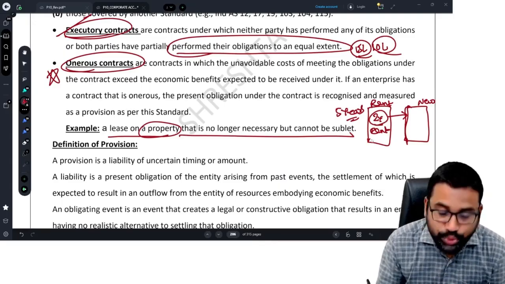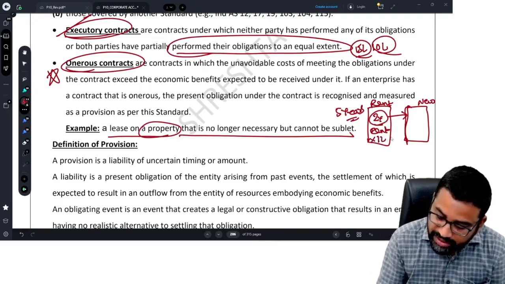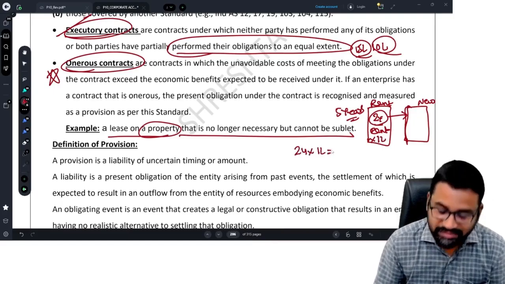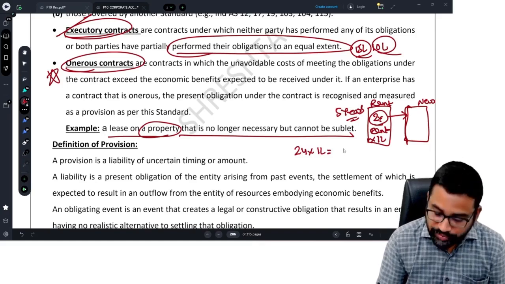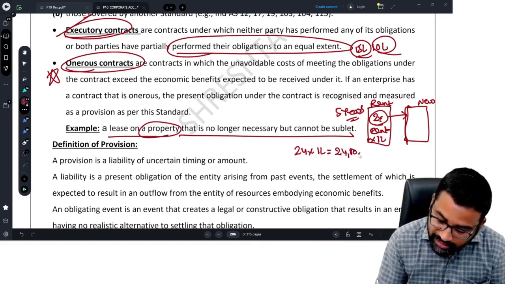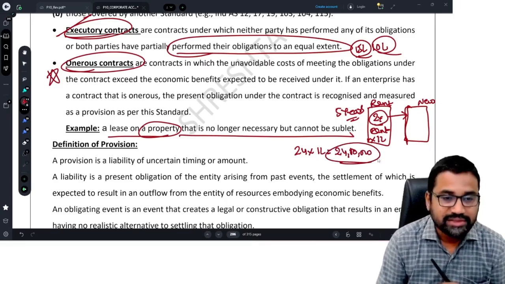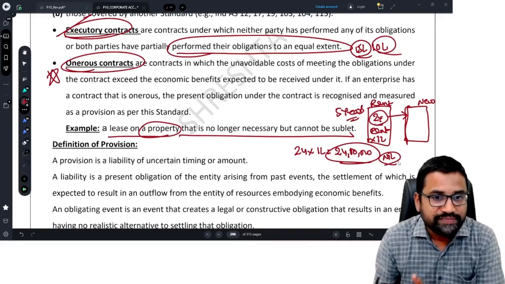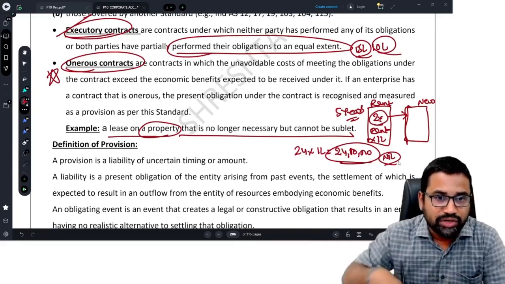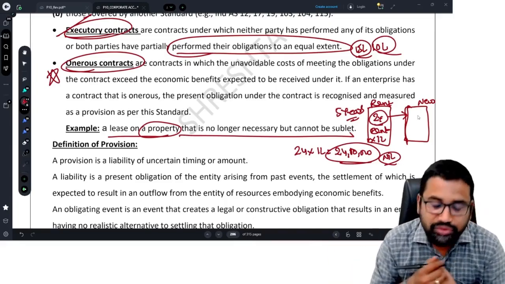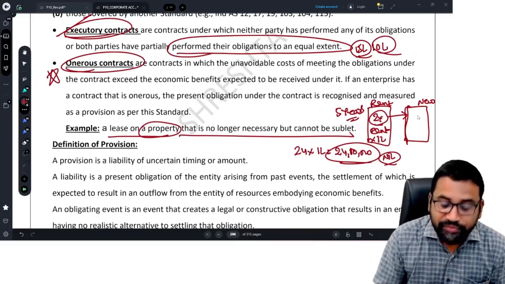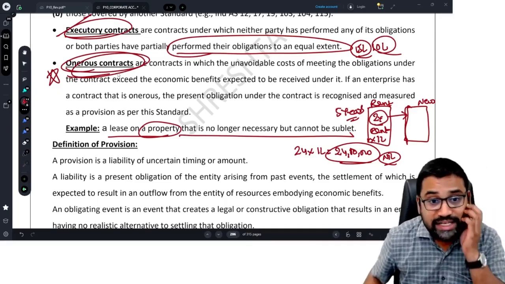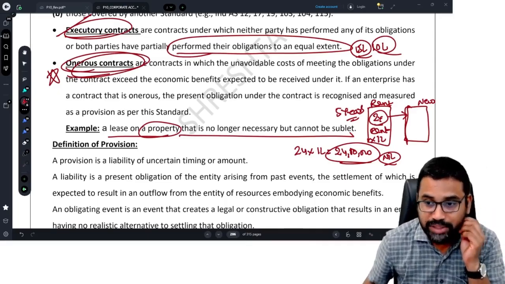That means these 2 years' rent per annum is, for example, 1 lakh per month. So 24 months into 1 lakh every month, we need to pay 24 lakhs in the next 2 years. But what is the benefit we are going to get? Nil, zero. Because this factory we either cannot sublet or cannot use right now, as we shifted to the new factory. Now this type of contract is what? Onerous in nature. If the contract is onerous in nature, this standard is very much applicable.